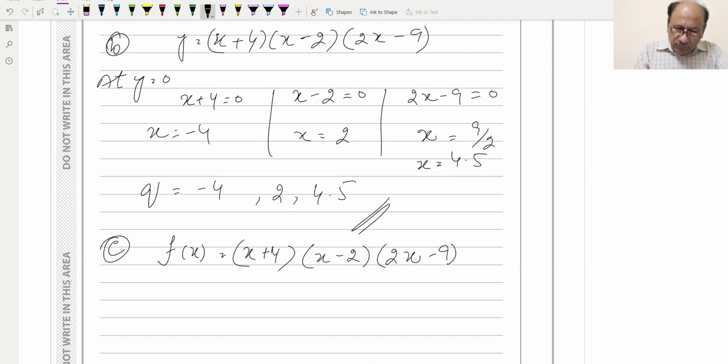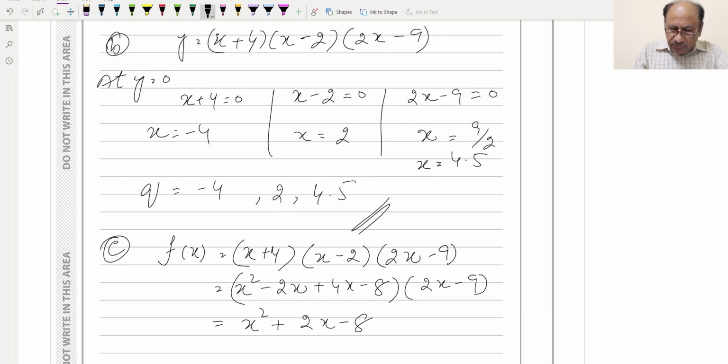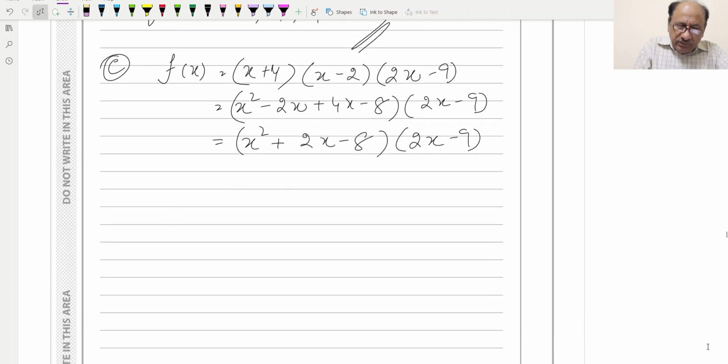Now what we can do, we have to simplify this first. So we will multiply these two, and this will be x squared minus 2x plus 4x minus 8. We will put in brackets, and 2x minus 9. Then we can add the like terms in this term, so it will be x squared plus 2x minus 8, and the other factor will be 2x minus 9 as it is. Now we can multiply these two terms.